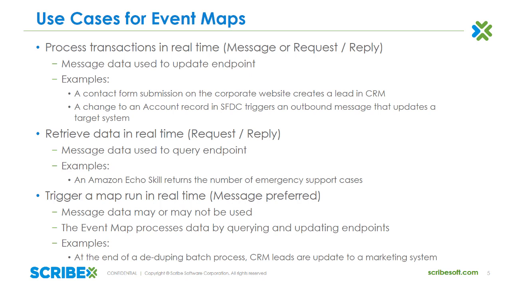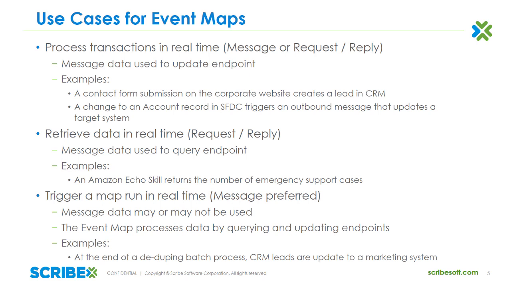The second common way to use it is in a request reply situation. And what you're doing is you're using the event map to retrieve data in real time. Okay? You're not actually updating the permanent state of any system, you're not updating a database. What you're doing is using Scribe to retrieve data from one of your endpoints and then return it back to the calling system. So in this case, the message data that comes in is used as a query, and that query is used to query the endpoint and pull data from it. An example of that would be an Amazon Echo Skill that returns the number of emergency support cases, and in our resources at our dev portal at Scribe Online, you can see some examples of what we do with that.